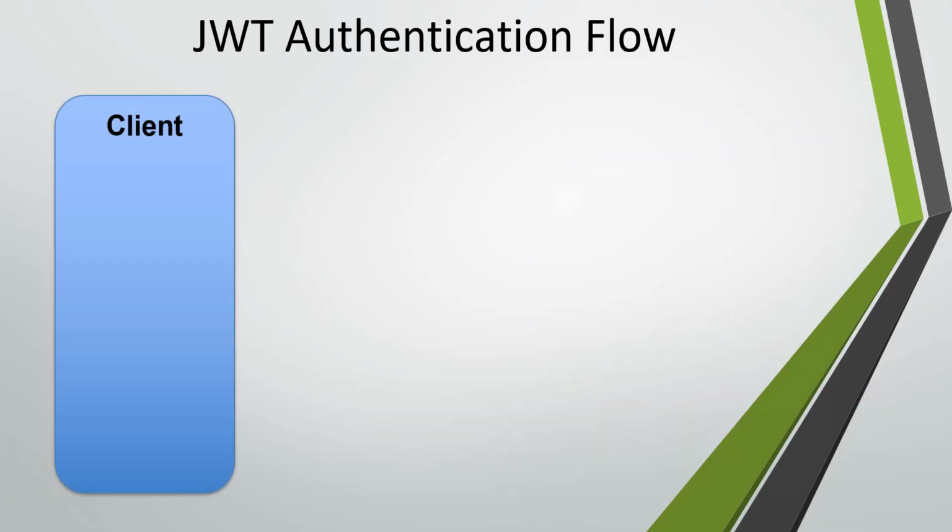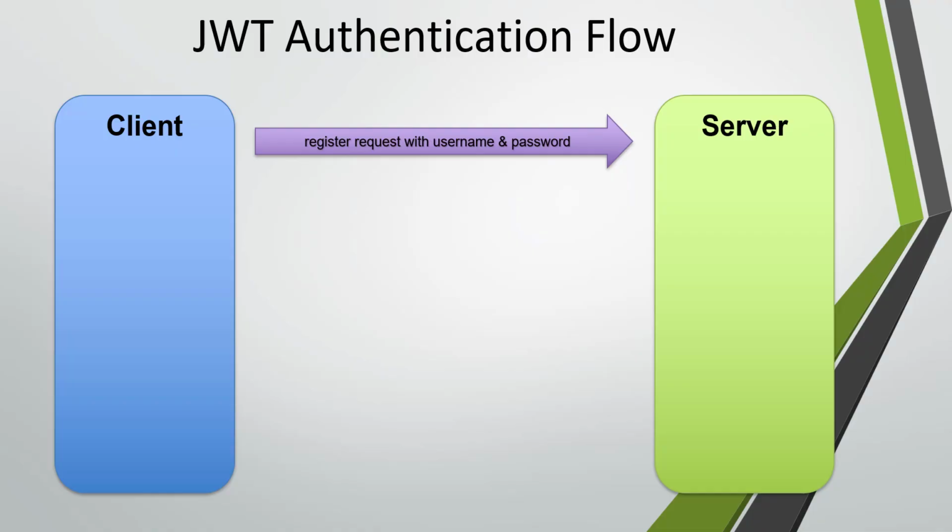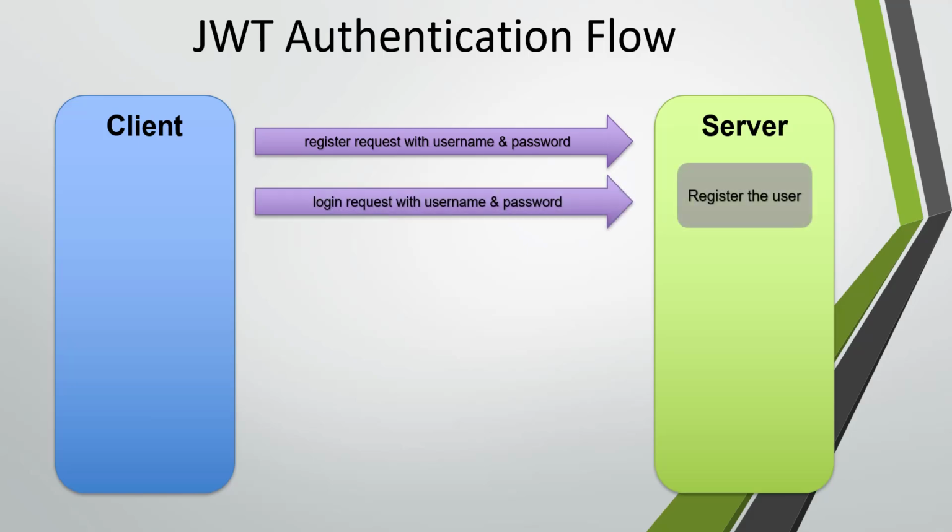Let us discuss how the JWT authentication flow works. You have a client and you have a server. First, the client registers at the server, and in the request, the client sends the username and password. Once the registration is done, the client sends the login request, and the body of the request has the username and password. The server authenticates the body, that means it checks whether the username and password supplied are valid or not. If the authentication succeeds, the server responds back to the client with the JWT token with the expiration date.